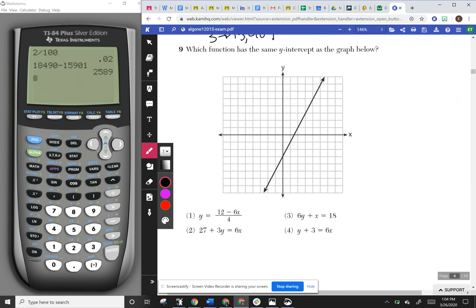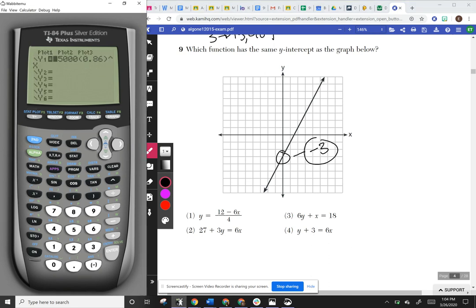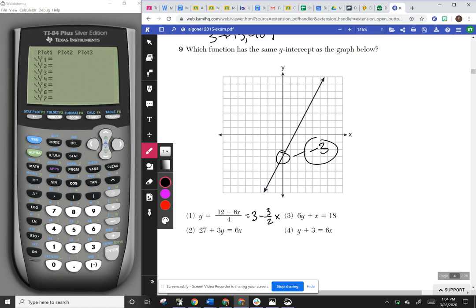Question number 9, which function has the same y-intercept as the graph below? Well, this y-intercept is -3. Okay, now it looks like all of our answer choices here, not all of them are solved for y. One of them is, so what we can do is just put that in real quick. If we simplify it, 12 divided by 4 is 3 minus 6 divided by 4 is 3 over 2x.